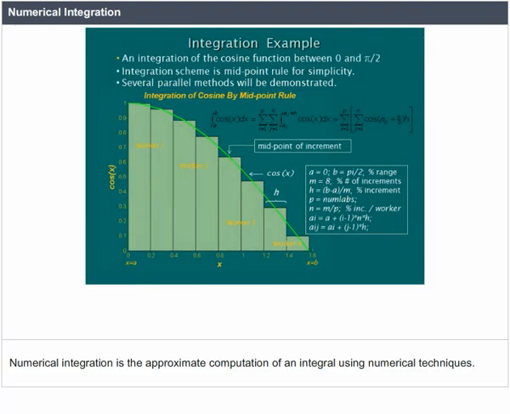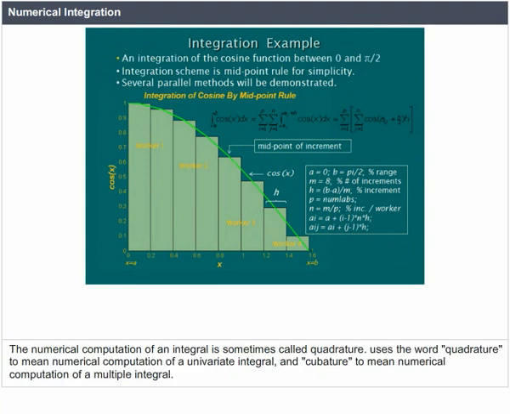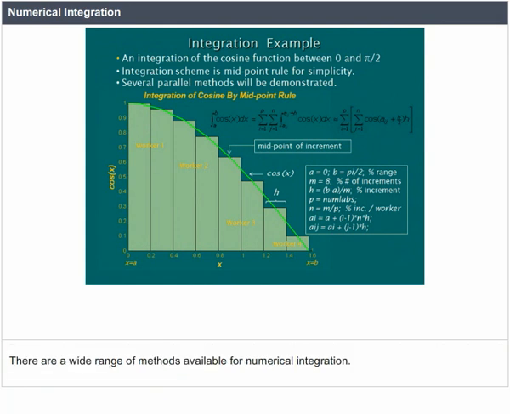Numerical integration. Numerical integration is the approximate computation of an integral using numerical techniques. The numerical computation of an integral is sometimes called quadrature. Quadrature means numerical computation of a univariate integral, and cubature means numerical computation of a multiple integral. There is a wide range of methods available for numerical integration.